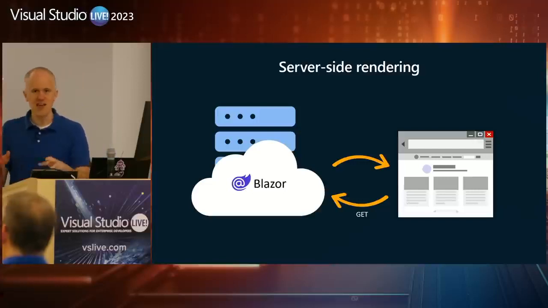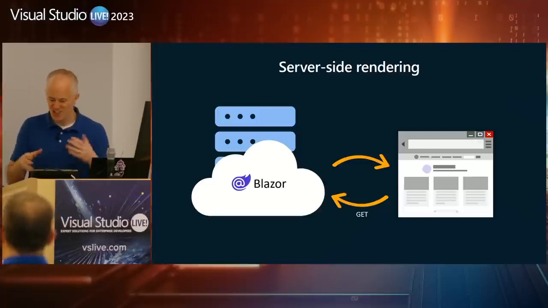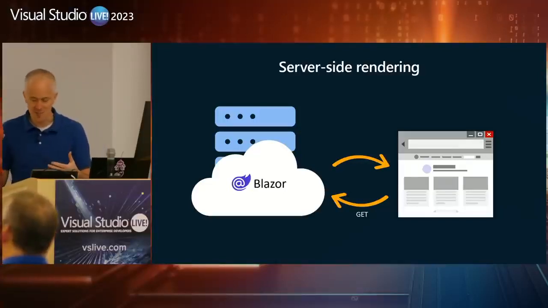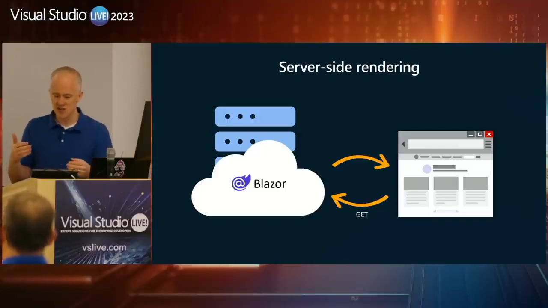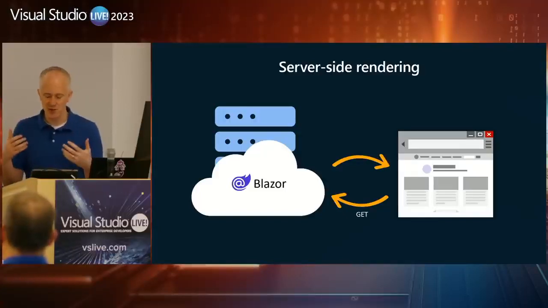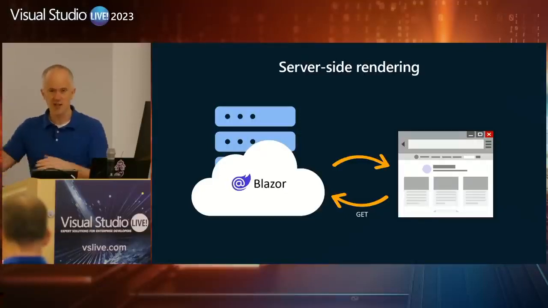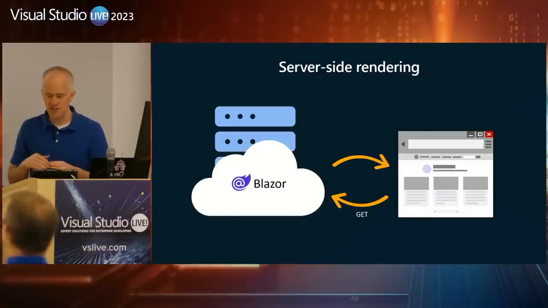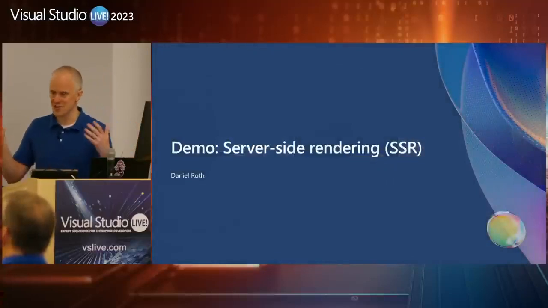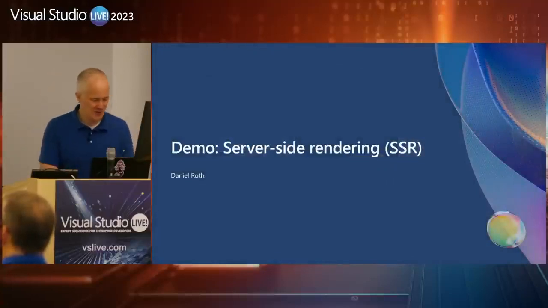Now, this is different than Blazor server, which in some sense is also a server-side rendering model, but Blazor server is a persistent, stateful, connection-based model that is used to handle UI interactions. In traditional server-side rendering, the connection only lives as long as that request, and the app is typically stateless. All right, so what does server-side rendering with Blazor look like?